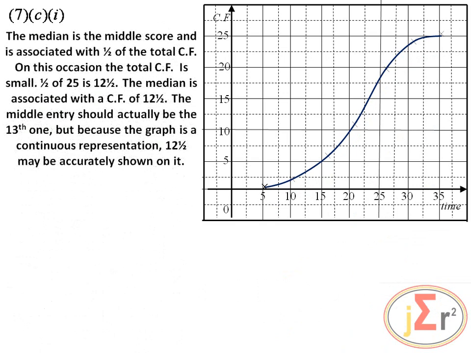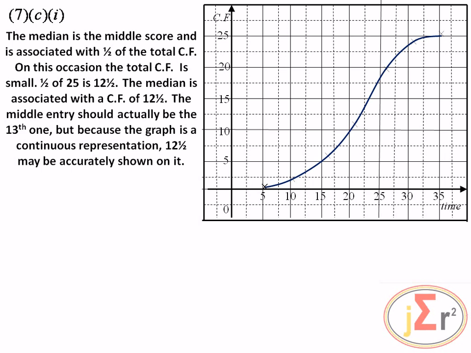We need to determine the median, and the median is the middle entry. The median is the middle score and is associated with half of the total cumulative frequency. On this occasion, the total cumulative frequency is small, which is 25. Half of 25 is 12 and a half. The median is associated with a cumulative frequency of 12 and a half.